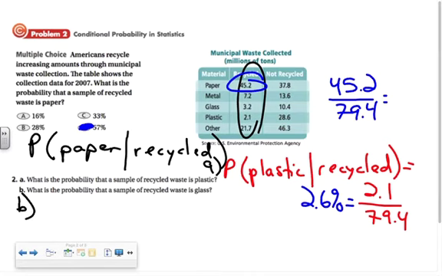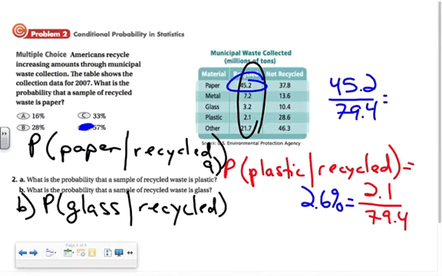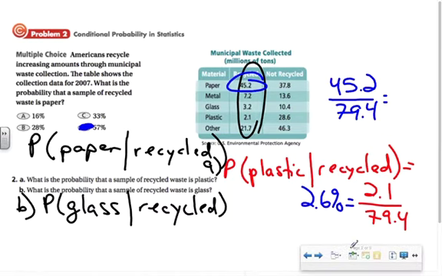Part A. So part B down here, again, reading it carefully, we realize that what they're asking us for is the probability that it'll be glass, given that it's recycled. So we're using that same denominator again, 79.4, with 3.2 in the numerator. And that is approximately 4%.